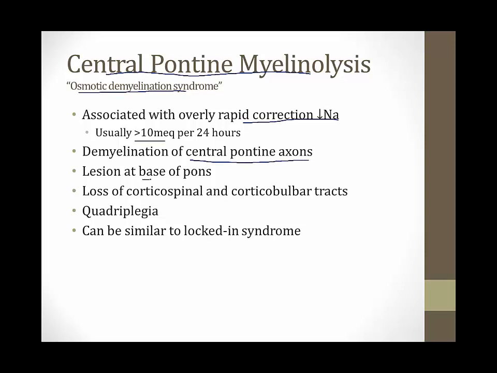This causes a lesion at the base of the pons, and patients lose their corticospinal and corticobulbar tracts, which are the major motor tracts in the pons. This leads to a quadriplegia that can be similar to the locked-in syndrome, and it can lead to death. And for this reason, in clinical practice, when you are treating a patient with marked hyponatremia, you carefully monitor the serum sodium level and don't let it go up more than 10 milliequivalents per 24 hours.